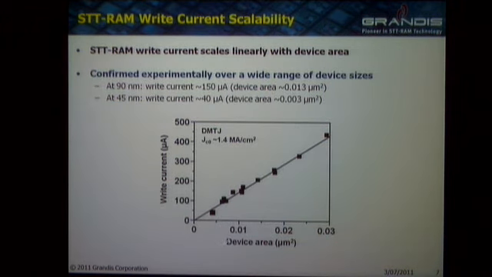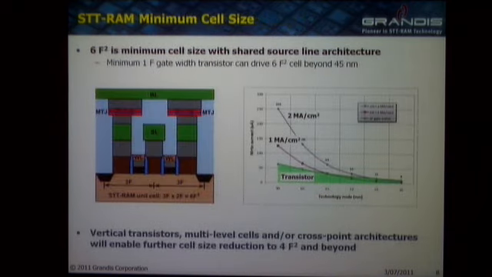This is the point about scalability. So essentially, the write current you need to drive these devices scales down linearly with the device area. So if you have a device, say it's about 90 nanometers, that would be an area here, and the write current for a 90 nanometer device is about 150 to 200 microamps. But when you scale it down to, say, a 40 nanometer device, which is this bottom data point here, then your write current reduces to around 40 microamps. So essentially, it follows the area of the device. And because it goes down as area, it gets better as you scale it down.